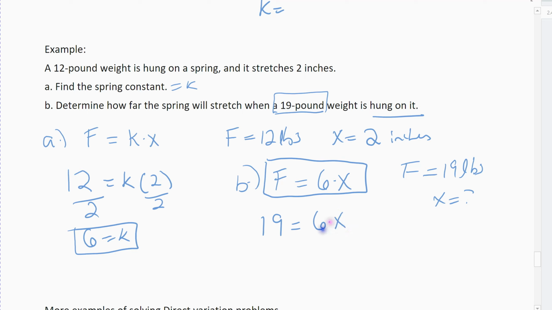So I'm solving for x, so I divide out by my 6. So it's 19 divided by 6, so it would be exactly 19 over 6 inches, or if you found the decimal approximate, 3.167 inches.